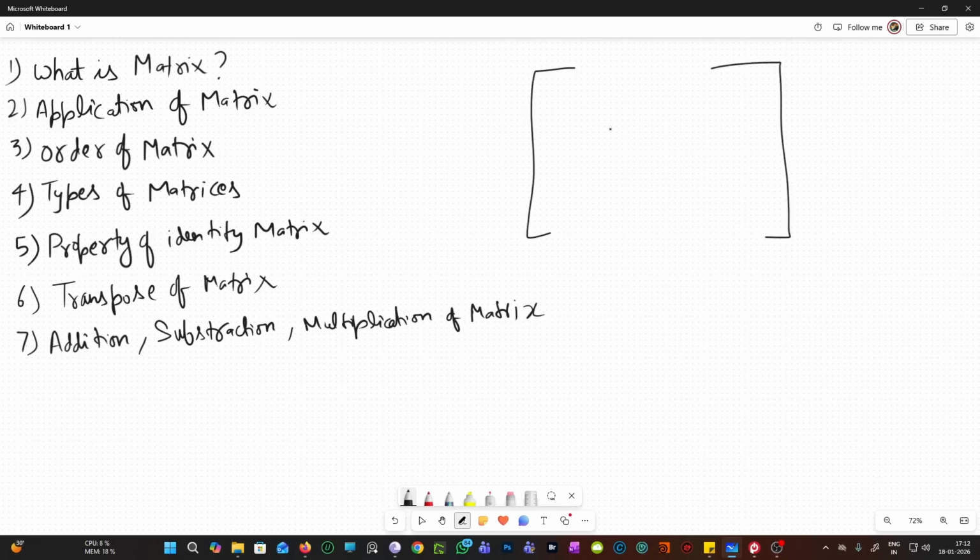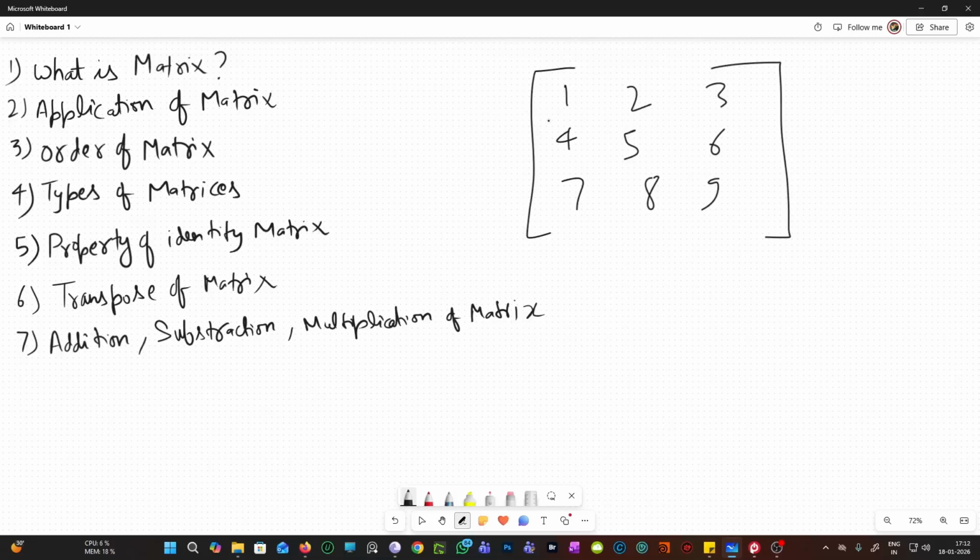We create two brackets here, and then we write all the elements of the matrix here. So the first element will be, let's say, 1, 2, 3, 4, 5, 6, 7, 8, and 9. Okay, so this is how a matrix looks, and these are the elements of the matrix.